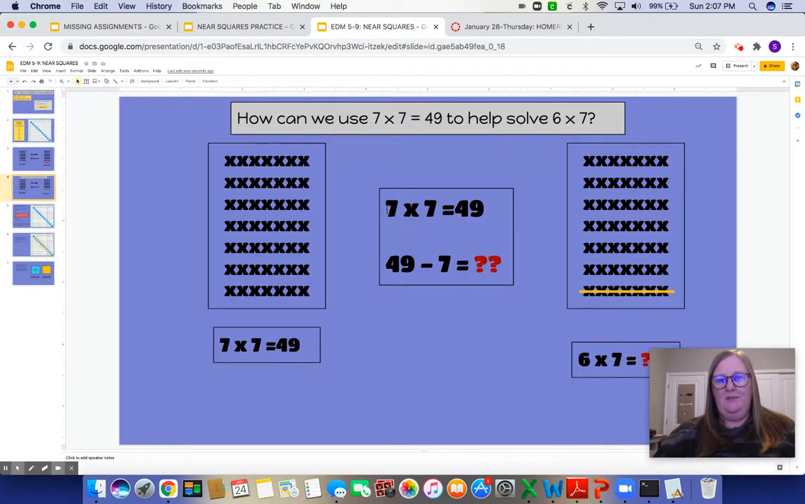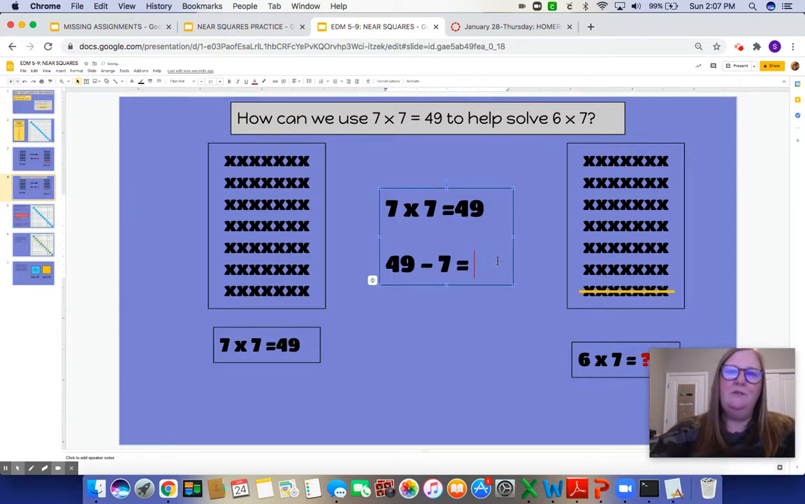So I use the same information. I know that the multiplication square, 7 times 7, equals 49. And to solve this near square, 6 times 7, I'm going to take 49 and take 7 away. And when I subtract those two, I get 42. So I know that 6 times 7 equals 42.